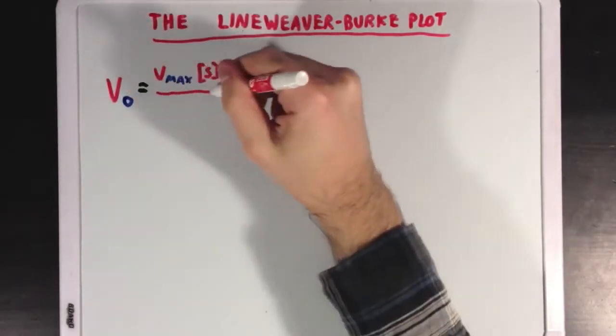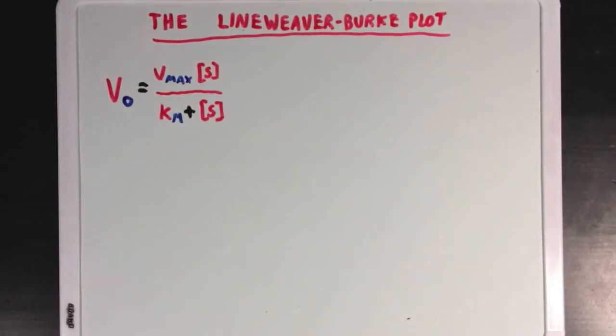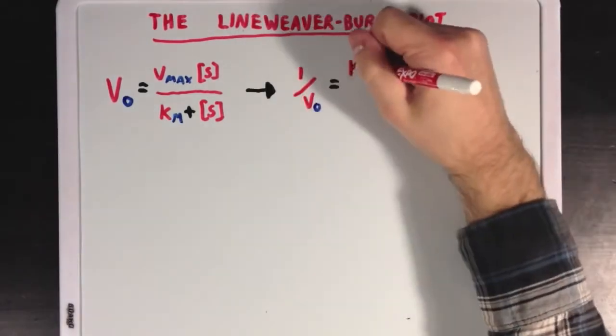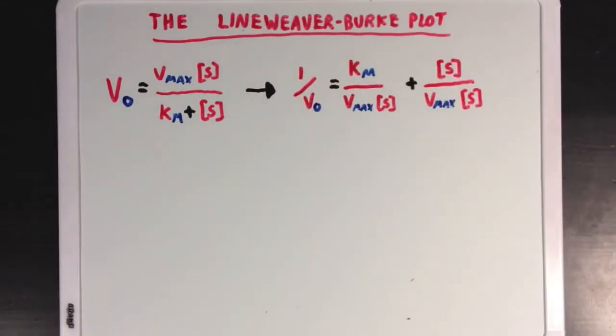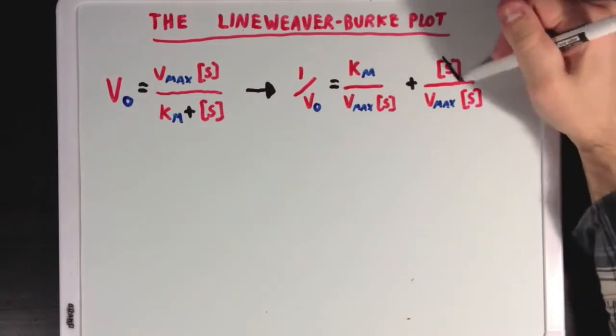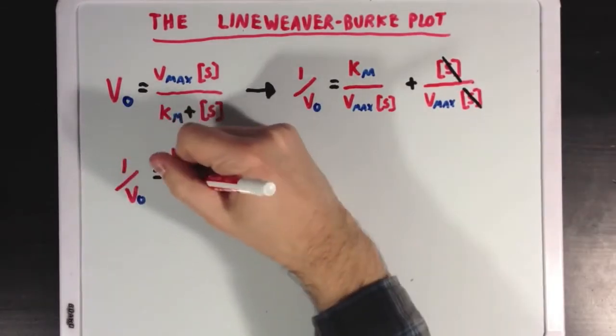So what I'm going to do is take the Michaelis-Menten equation, but then take the inverse of both sides of the equation, so 1 over everything. And that'll leave us with 1 over V0 is equal to Km over Vmax times S, plus S over Vmax times S, since I've separated those two terms. Now if we cancel out the two S values, then we're left with the equation that I've just drawn out.